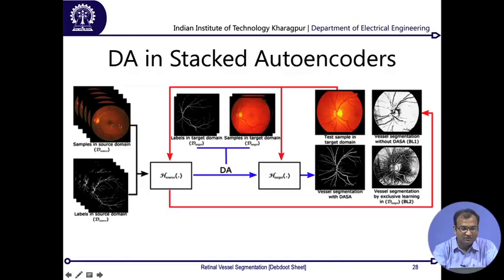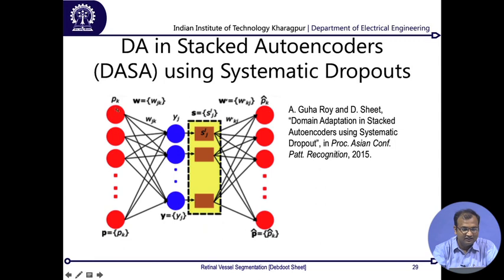Now, within a stacked autoencoder, the basic idea is that we incorporate something called a dropout function, or what we call a systematic dropout. So the modification which comes in over here is something like this. In a typical autoencoder, you have your input layers, your hidden layers, and then your output layers. And then you train it such that the input can be replicated as the output, and that's the basic autoencoding principle. The problem is that if you want to adapt it, then what we do is put something called switch layers in between.